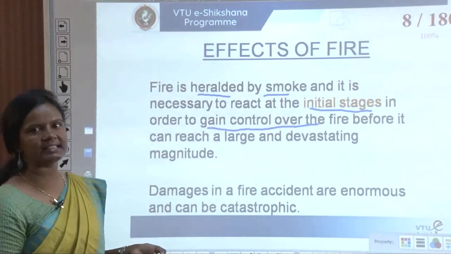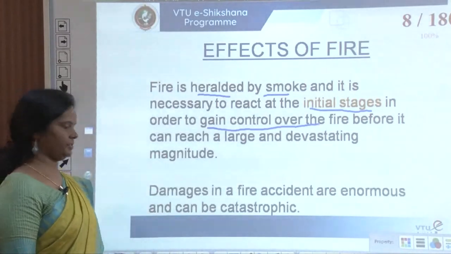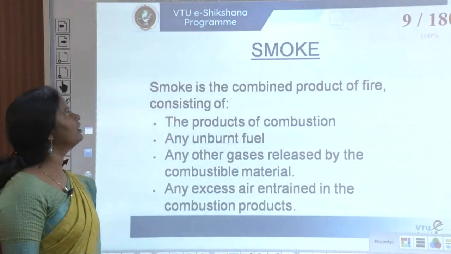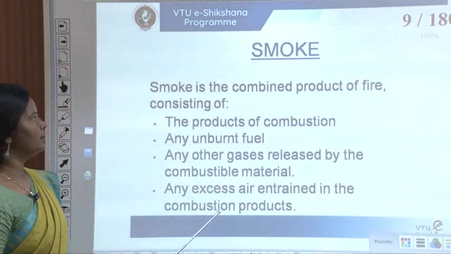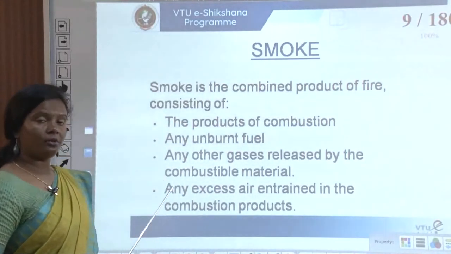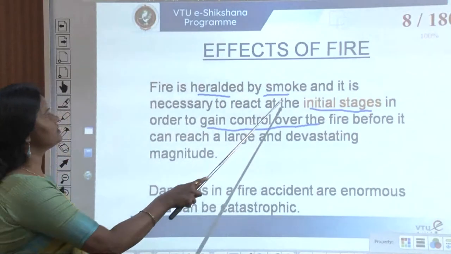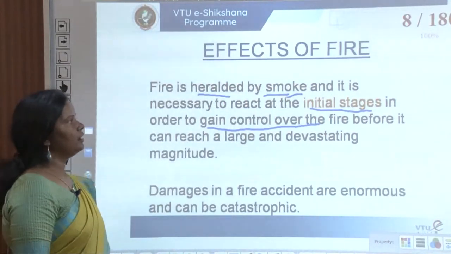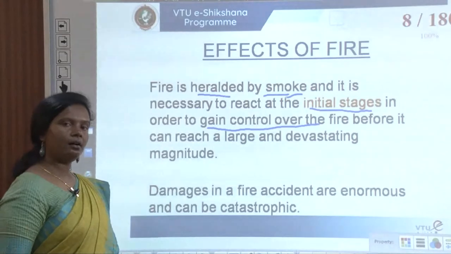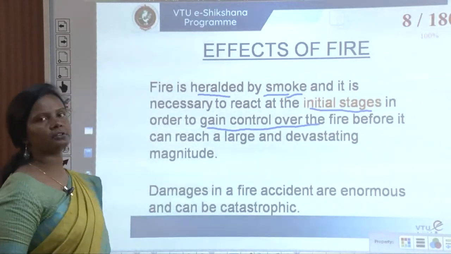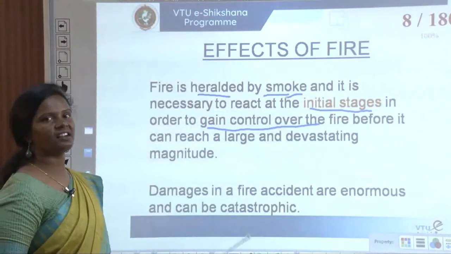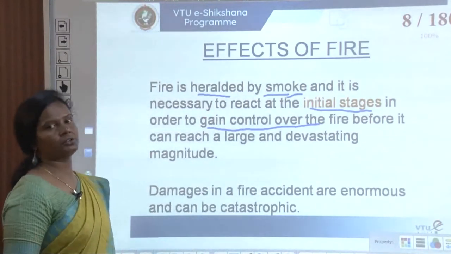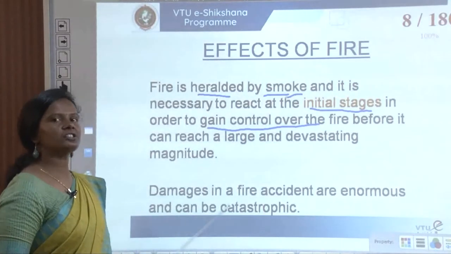Damages in a fire accident are enormous and can be catastrophic. Immediately it can damage the whole surface or a structure or a space. More than anything, when the fire occurs, smoke is what actually is an issue. As per the research, in any structures or buildings, most of the problems, life loss or damages occur due to the smoke. Life losses are basically due to the smoke which is produced. So first and foremost is to control the smoke.